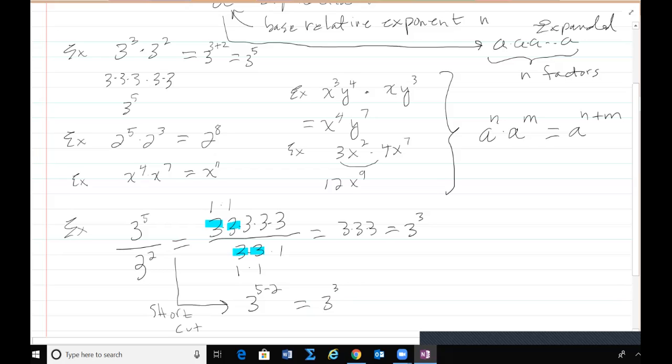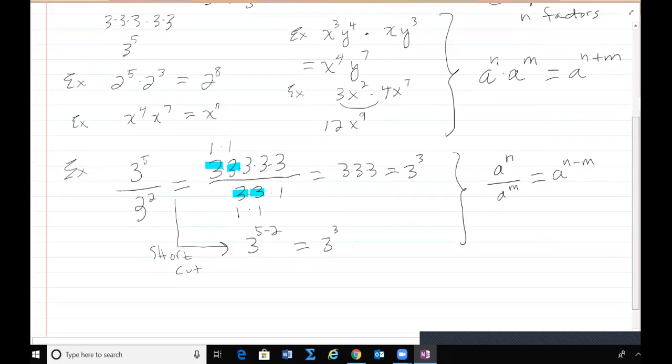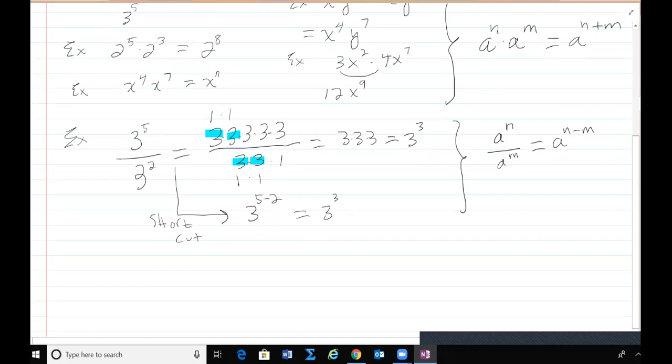And that actually becomes a rule. If we have a to the n over a to the m, then we just write it as a to the n minus m, just like that. That's our new rule.